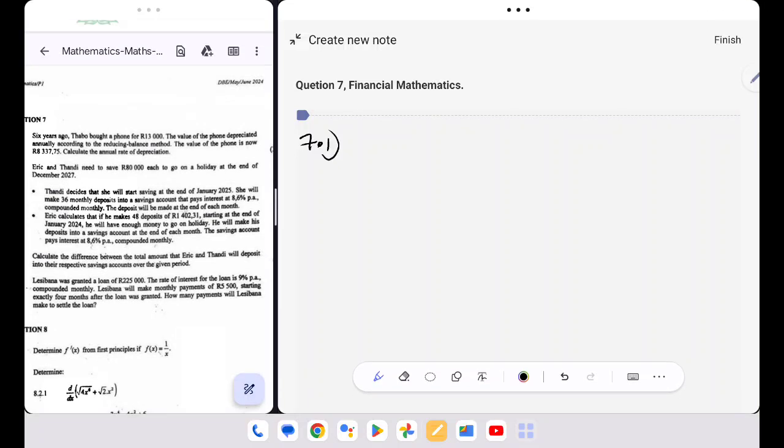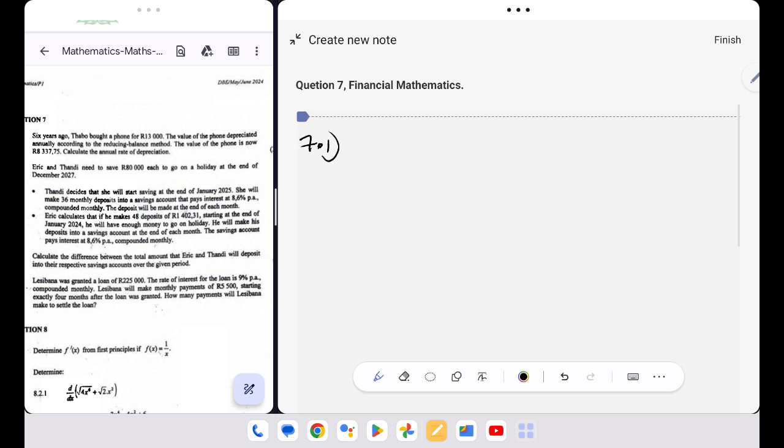Hi everyone. Today we are focusing on question number 7 from our May-June 2024 mathematics paper 1. This time around I'm just focusing on financial maths only. Okay, let's do it now.